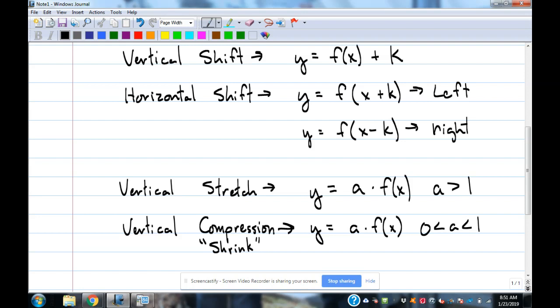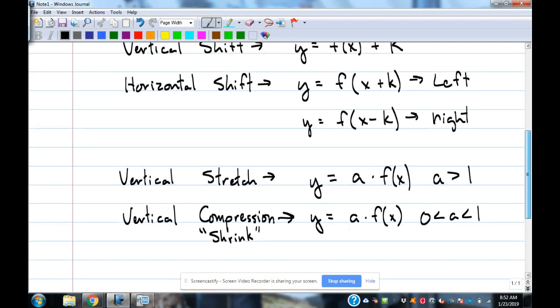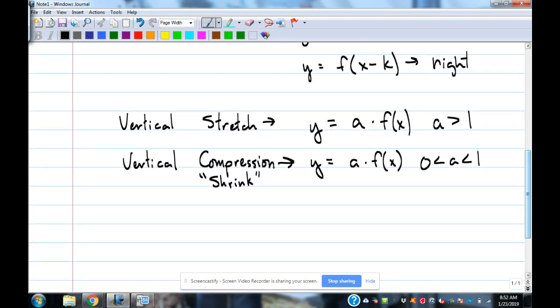Chris? Yeah, you can graph them with your calculator. You can graph the original and then graph where it's going. We'll get some examples and look at that as well. But the idea here is that you would be able to recognize that by just glancing at the equation and seeing, oh, I know that takes this graph and does this to it.